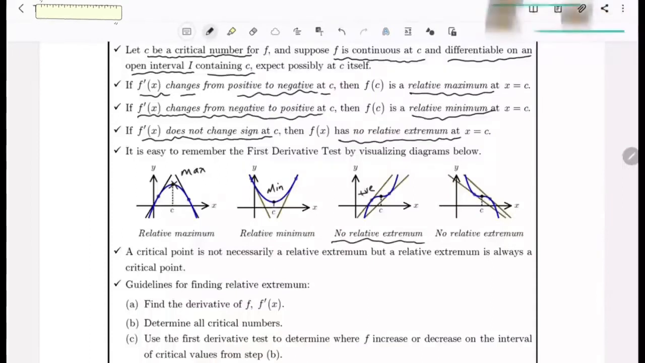So this is positive, positive. This is negative, negative. So the first two, this is positive, negative. This is negative, positive.